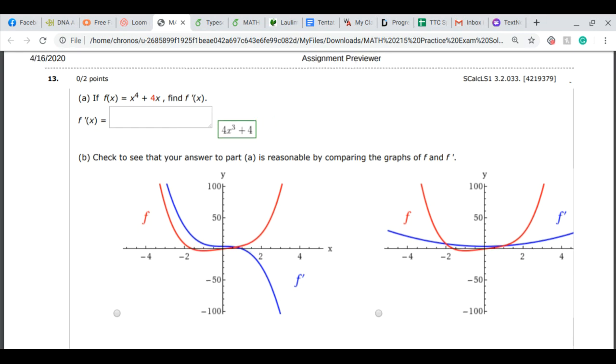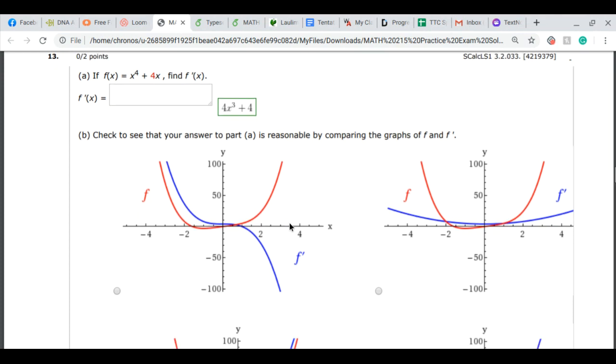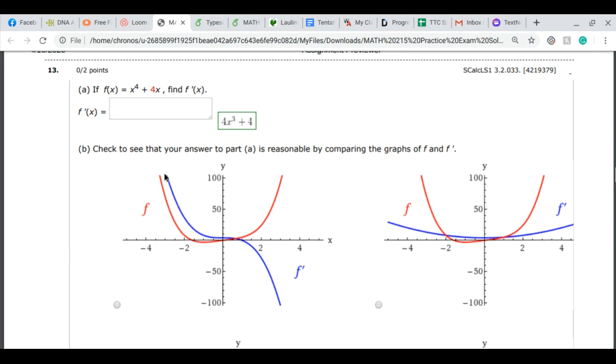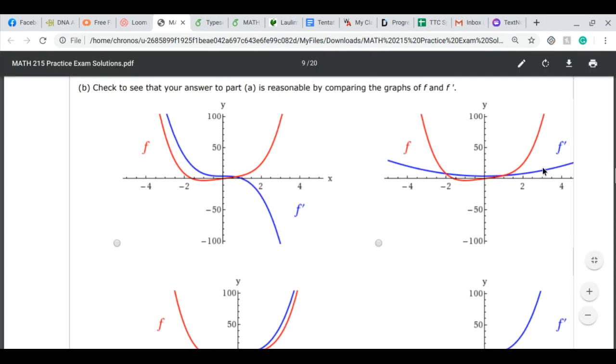So let's see. What about f prime, 4x cubed? This is an odd power. Odd powers, when x is negative, go to minus infinity. When x is positive, they go to positive infinity. So this can't be right. This is okay for f, but it's not okay for the blue f prime, because x cubed blasts off to minus infinity, not positive infinity, for negative x values. Same thing here. f is okay, but f prime, that's a problem.